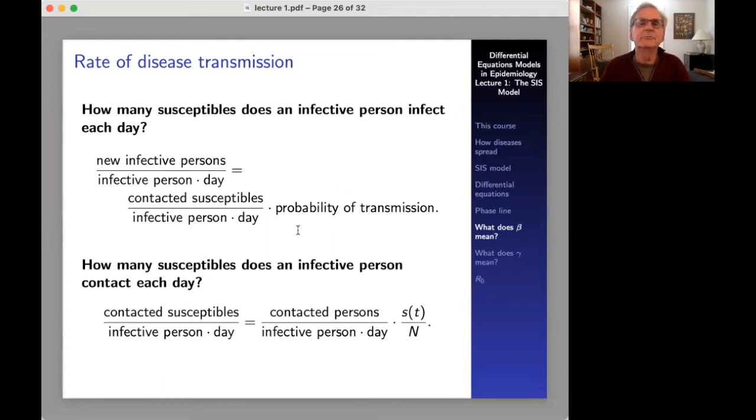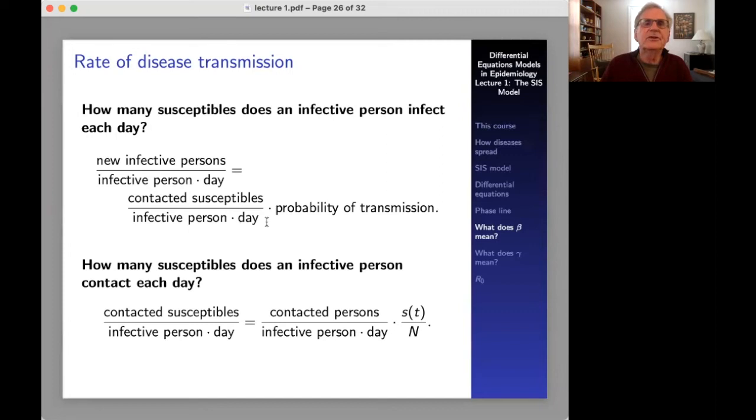But as we know, even if you got a cold and walk right up to somebody and cough in their face, they don't necessarily catch the cold. There's some probability of transmission, and we have to multiply by that. That'll vary. It's different for different diseases.